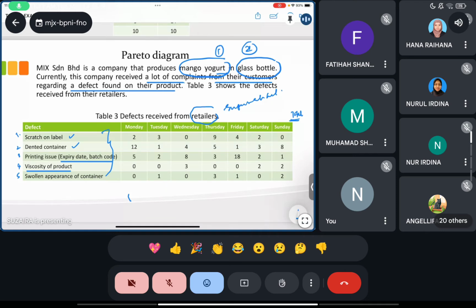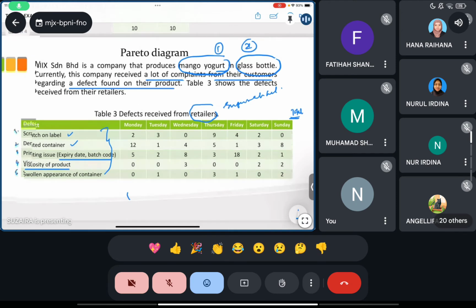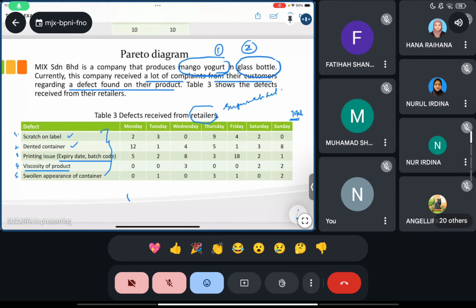So if we look at the first one, okay, if you calculate the stretch on label, add all the days, all the defects collected for each day. So what will you get for total? Kita tulis kat sini lah kot. Total you'll get how many? 2 plus 3 plus 9 plus 4 plus 2. Berapa? 20. 2 plus 3 plus 9 plus 4 plus 2. So 20 yeah, for stretch on label.